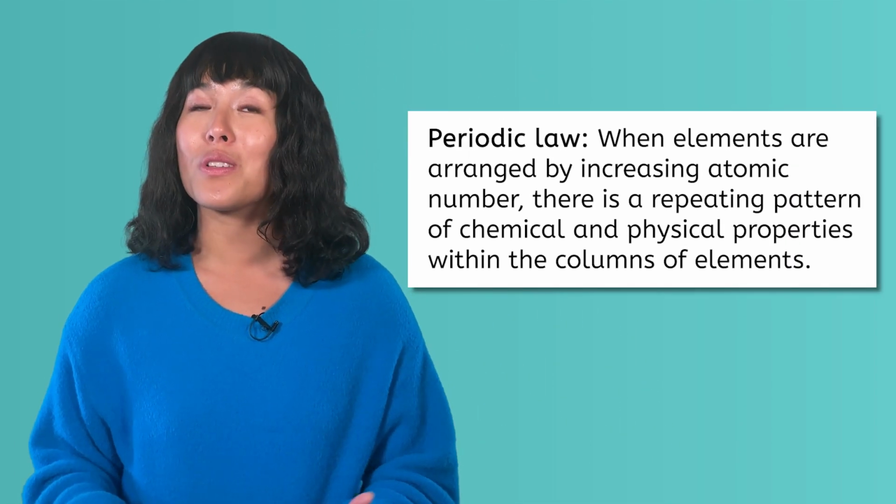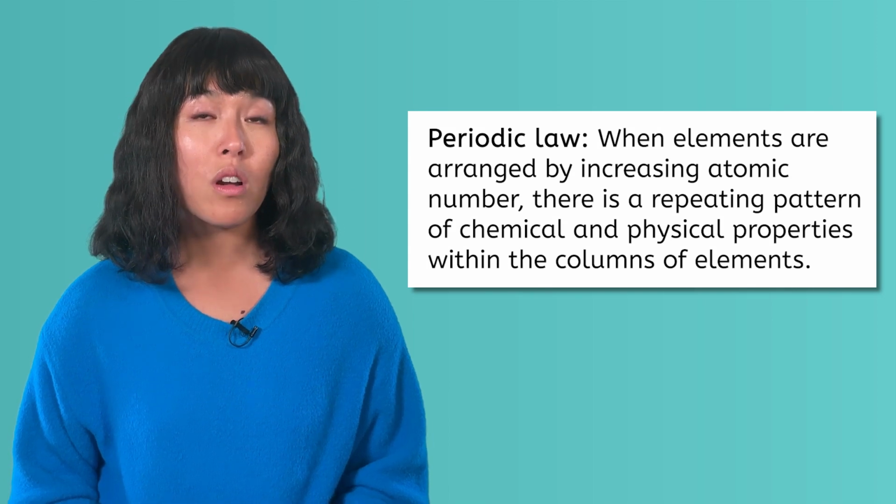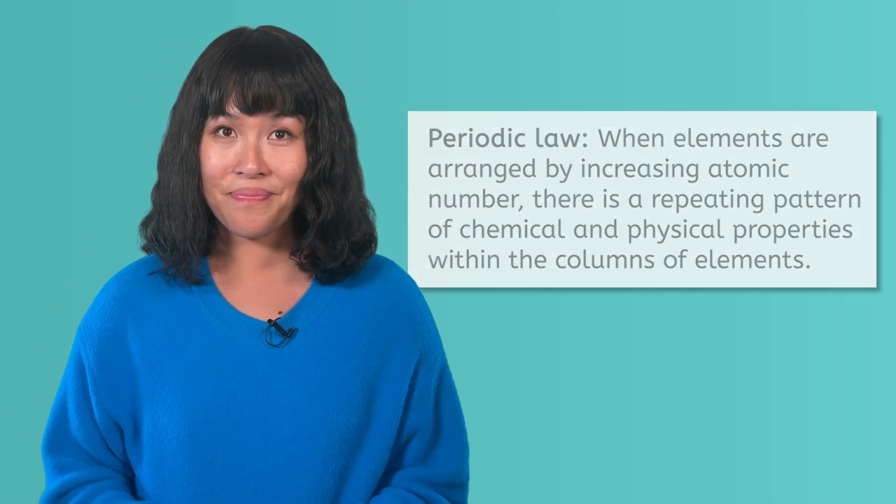The periodic table can tell us so much about the elements and their properties. Once Moseley finalized his periodic table, where the elements were arranged by increasing atomic number, he found that within the column there is a pattern in the physical and chemical properties of the elements. This is called periodic law, or periodicity.